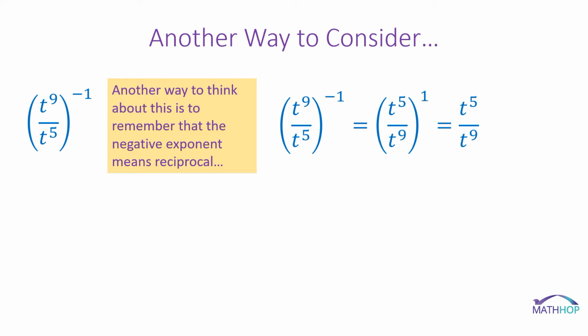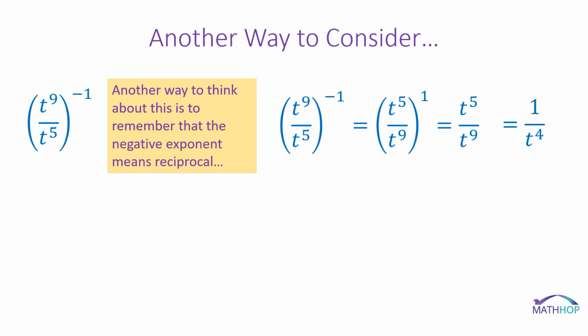T to the 9th divided by t to the 5th, all raised to the -1 power, is simply t to the 5th divided by t to the 9th to the 1st power, which is just t to the 5th divided by t to the 9th. And now you can go ahead and rewrite that as 1 over t to the 4th. It doesn't matter how you do it. Both ways are great. I just think it's easier to think of it automatically as reciprocal, get rid of the negative.